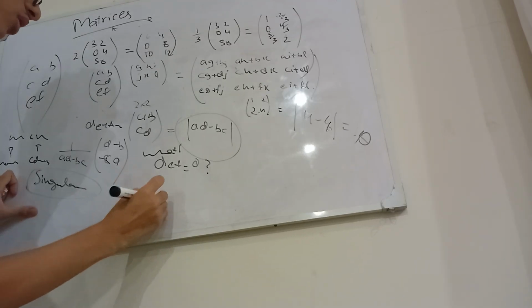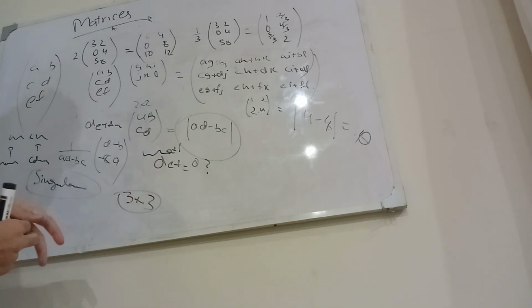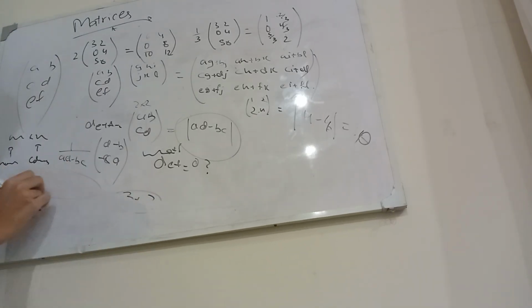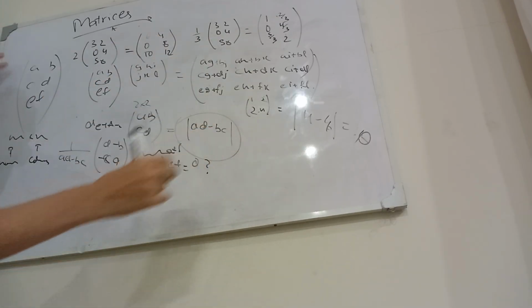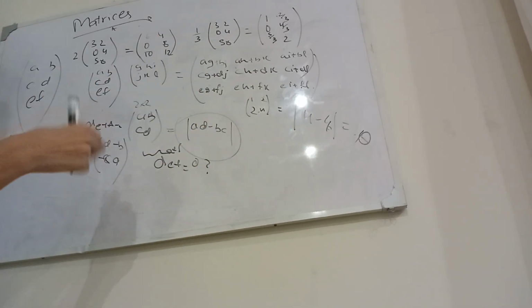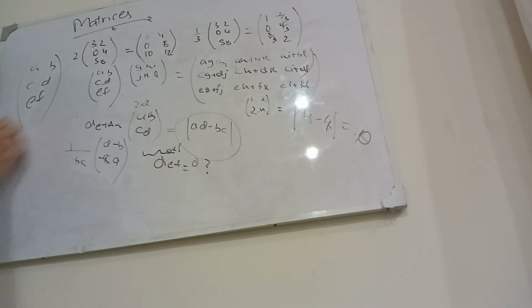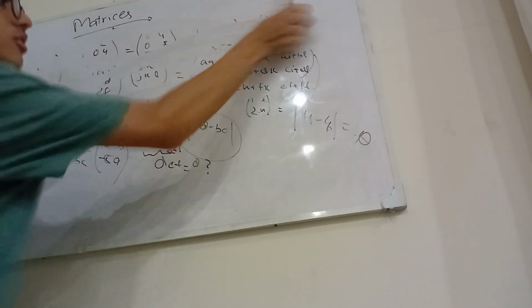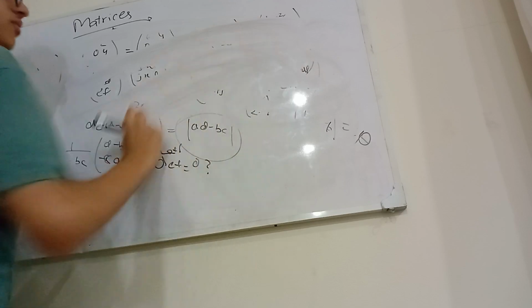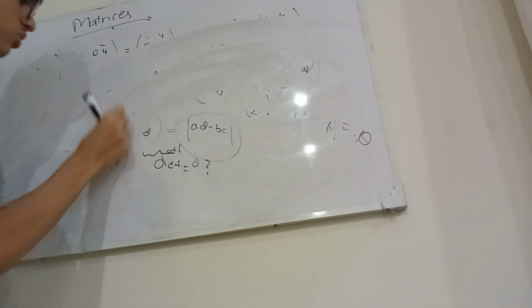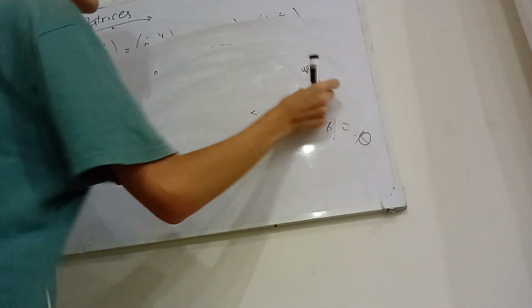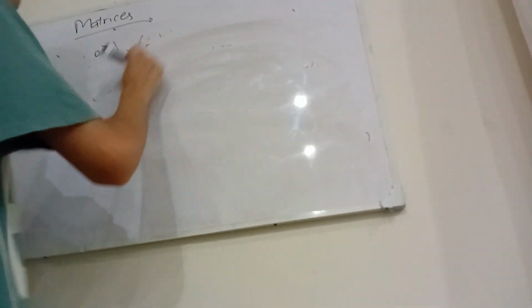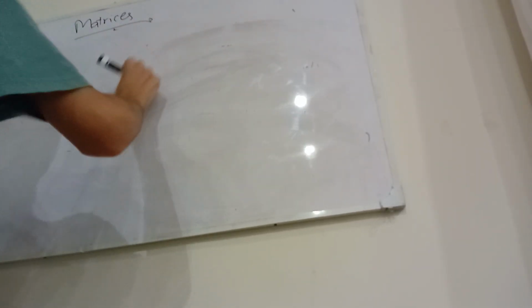I'm going to erase this part. I hope you just take a picture or copy this, or you've understood what I've taught you here. I'm going to erase this part real quick. So, 3 by 3 matrices. We're talking about n by n matrices, because square matrices have many more properties that we can apply to them.